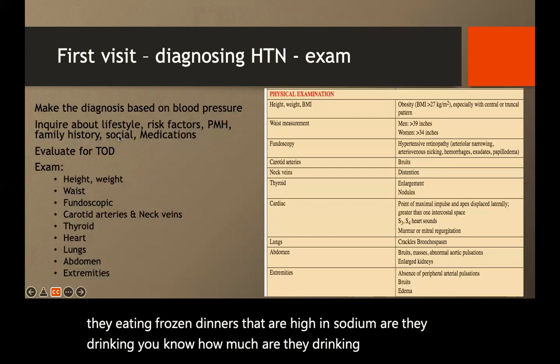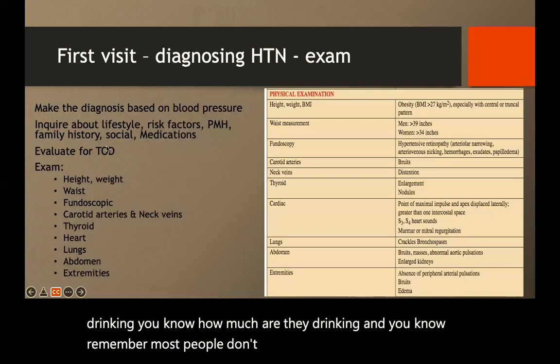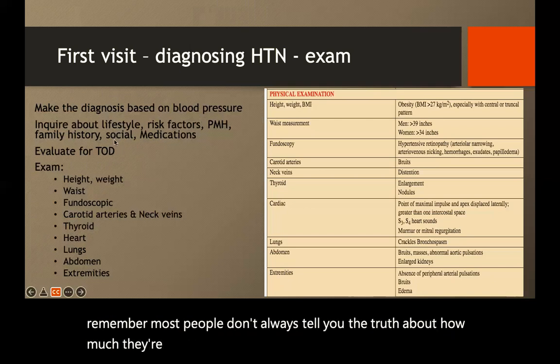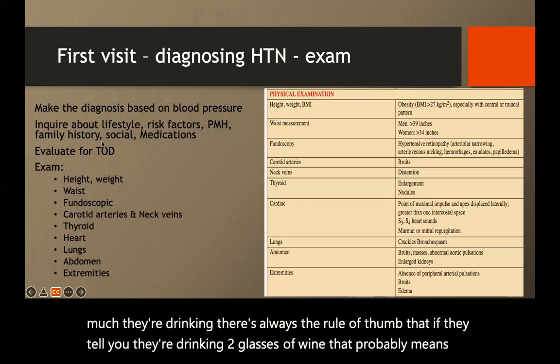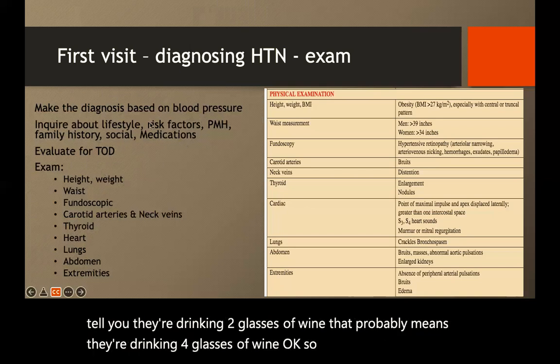And remember, most people don't always tell you the truth about how much they're drinking. There's always a rule of thumb that if they tell you they're drinking 2 glasses of wine, that probably means they're drinking 4 glasses of wine. Okay, so just keep that in mind.